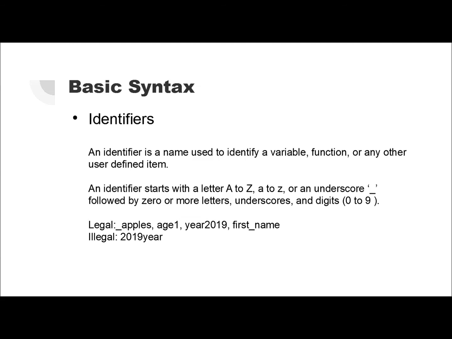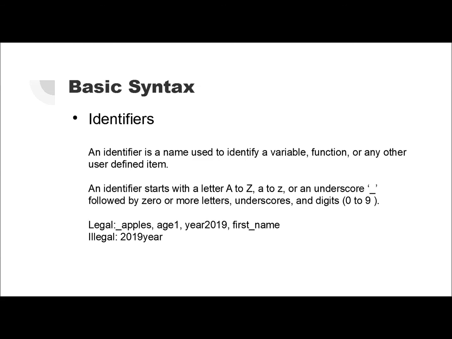So this brings out some legal and illegal examples. Underscore apples is okay. Age1, okay. Year2019, okay, because the digits are after the first character. And this is actually a very common mistake. And first underscore name is totally fine.